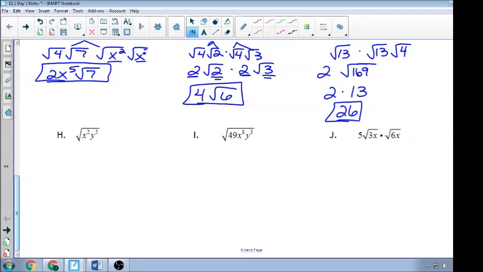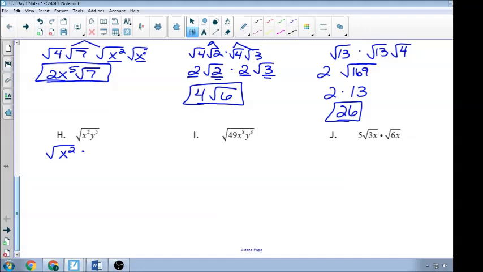H has something that's a little bit different of a problem here. We have only variables, which is fine. What we're going to want to do is take the square root of x squared times, now I want to break up the square root of y to the 5th. Well, earlier in the problem right above here, we had broken our x to the 10th into x squared 5 different times.